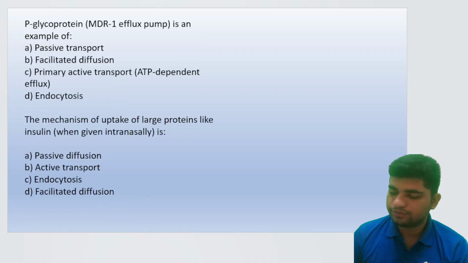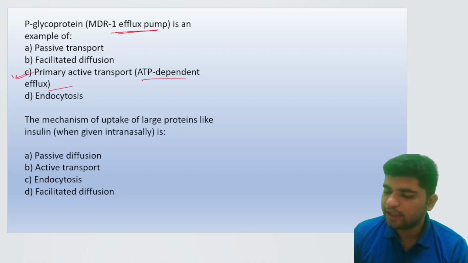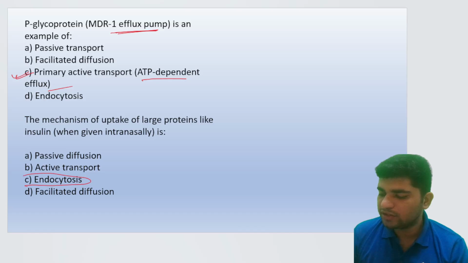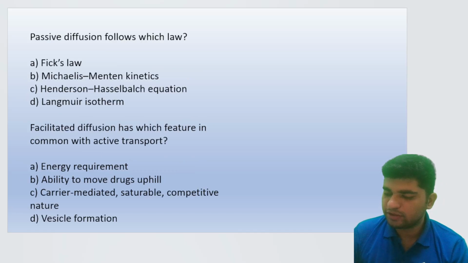Okay, so P-glycoprotein, MDR efflux pump. I've just told you that the efflux pump is an example of ATP dependent efflux, that is primary active transport. All right. The mechanism of uptake of large proteins like insulin when given intranasally is through endocytosis, particularly phagocytosis. Okay. So next, move on to the next part.